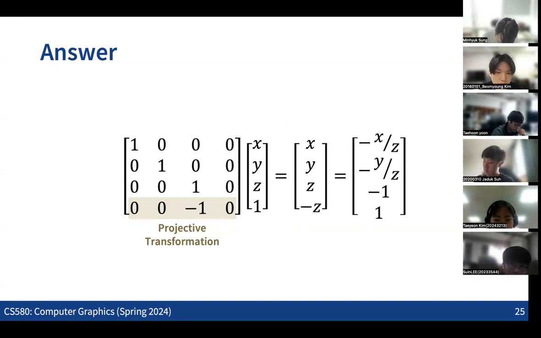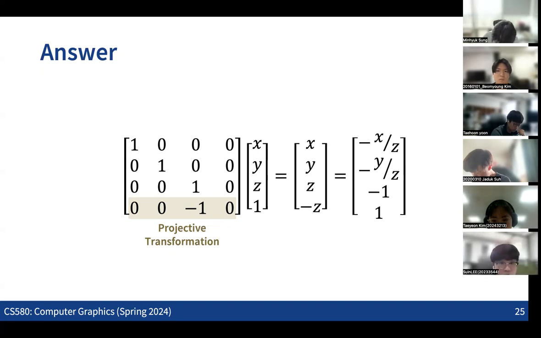So here the thing is that this kind of projection can also be represented with a single 4 by 4 matrix, and also with the homogeneous coordinate system. Which is good because everything can be represented with a single matrix multiplication.